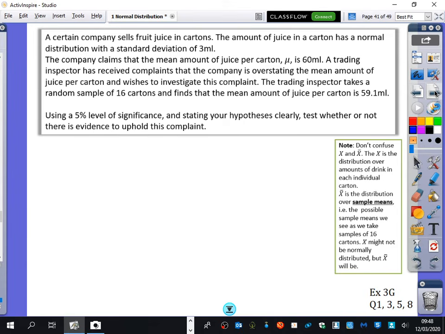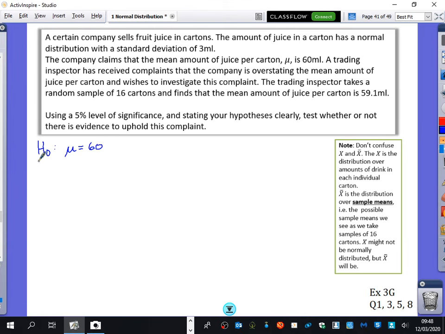Okay, so you're going to be the factory superheroes. You're going to work out what happens using the 5%. You're going to go in and see, is this company trying to destroy consumer rights here? Okay, this could be your future job. You could be this trading inspector if you wanted to be. So using a 5% level of significance and stating your hypotheses clearly, test whether or not there is evidence to uphold this complaint. So, null hypothesis, what?